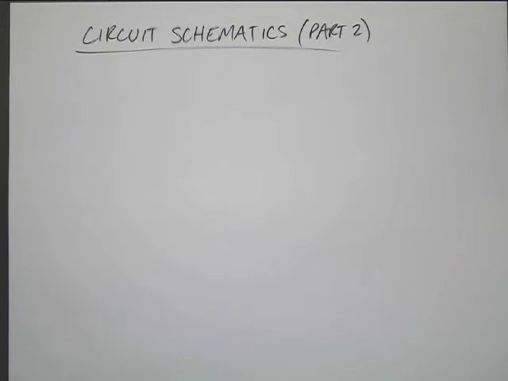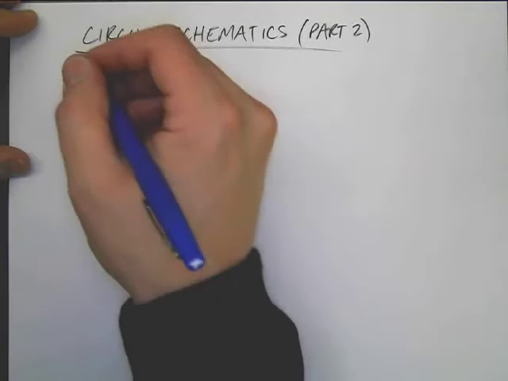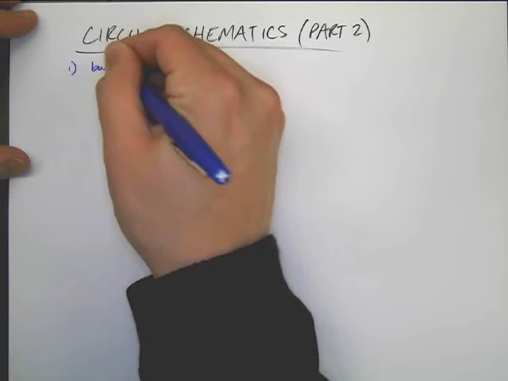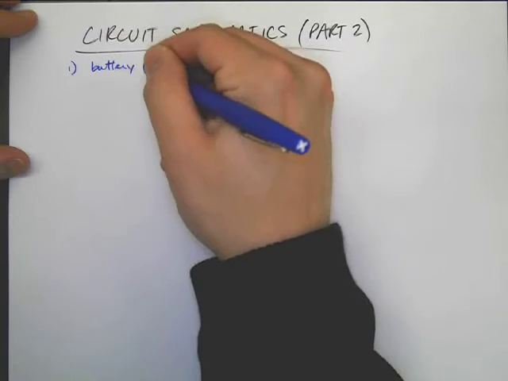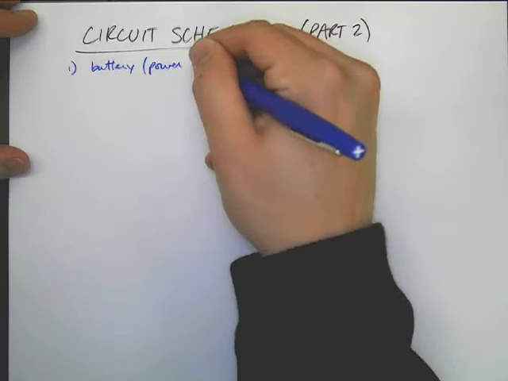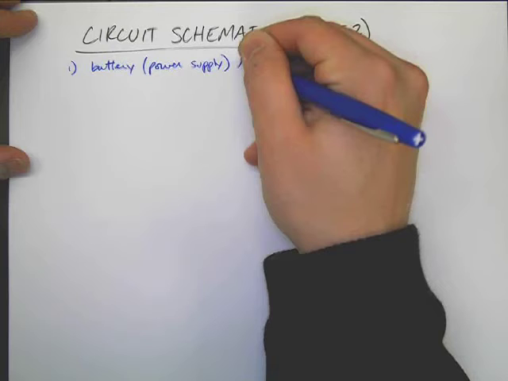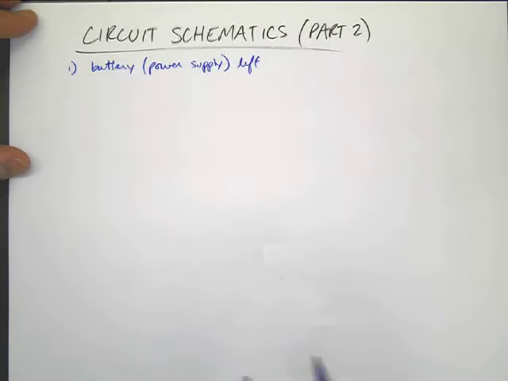All right, in the last video we took a look at some of the basic symbols we're going to use in building our circuit schematics. Now today let's talk about some of the rules and how we would put together a circuit. So the first rule is that we're always going to keep our battery or power supply to the left. So let's just start by building a simple circuit.